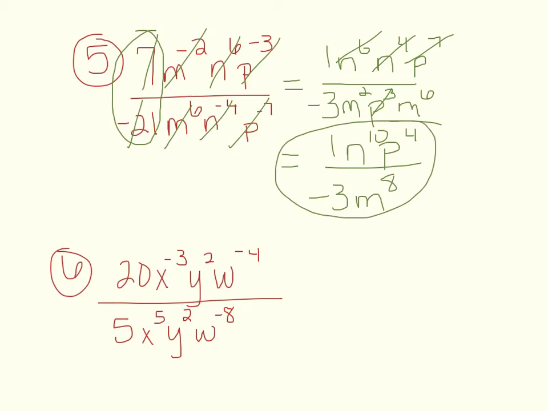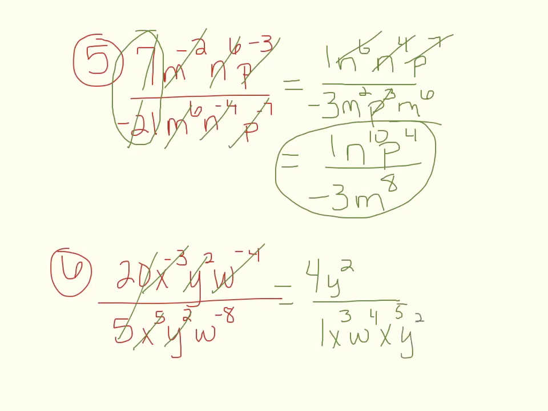All right, next one. Hopefully I don't run out of room. So this is 4 over 1. All right, got rid of that. So my x to the negative third, I'm going to move down, becomes positive. Y to the second is going to stay. W to the negative fourth is going to move down. My x to the fifth is going to stay because it's positive. Y to the second is going to stay because it's positive. My w to the negative eighth is going to move because it's negative. Okay. All right, no negative exponents.